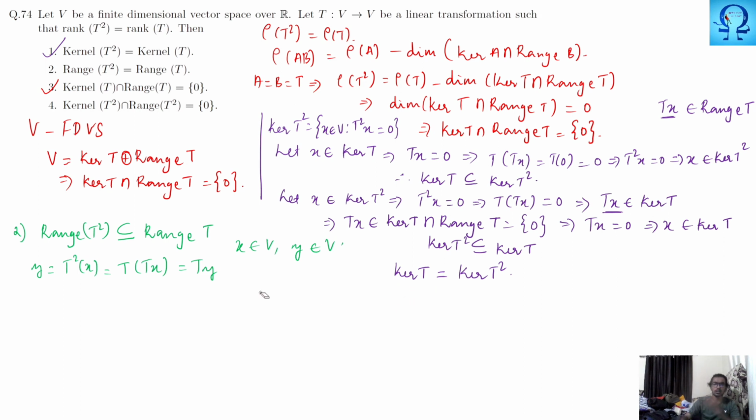Now if you see here, it is given that rank of T squared is the same as rank of T. That is, the dimension of range of T squared is the same as the dimension of range of T. And since range of T squared is a subspace of range of T, we conclude that range of T squared is the same as range of T. So option 2 is also right. Just make use of options 1 and 2. In 3, you would get option 4 is also a right one.